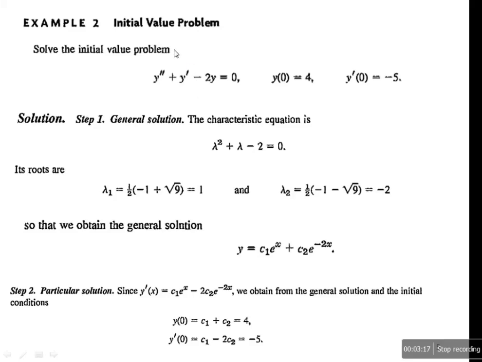Example 2. In this example we're talking about the initial value problem. An initial value problem means we have a problem and initial conditions. What is the goal of the initial conditions? It is to find the constants.